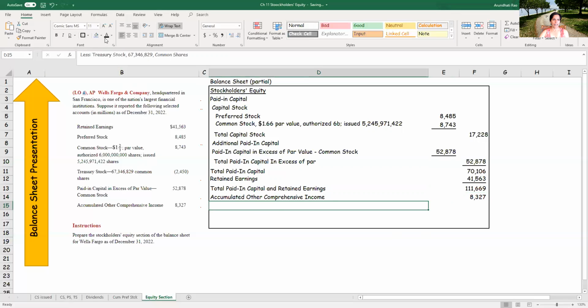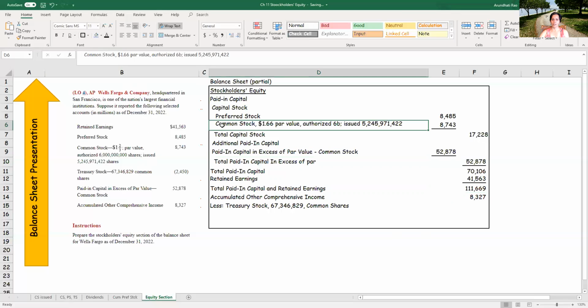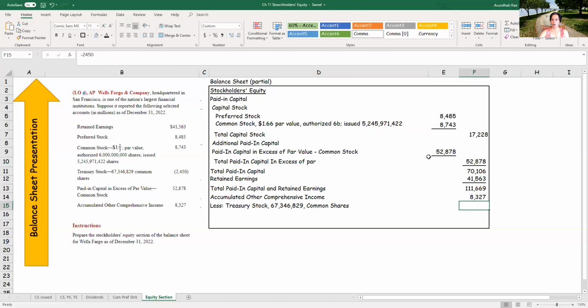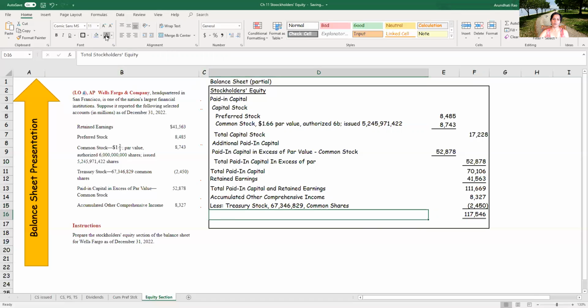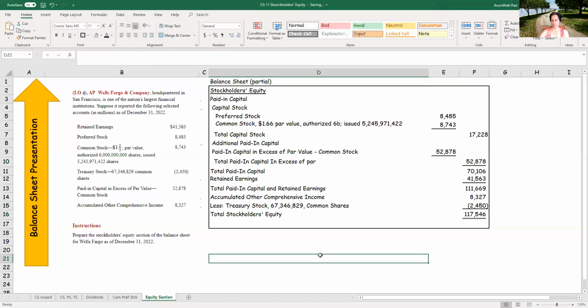Now, finally, if there's any treasury stock, I will list it over here. Treasury stock is basically the common stock, in this case, that the company has bought back. So of the shares that were issued, the company bought back 67 million shares. They're no longer out there with the public, and that has to be subtracted. That will finally give you the total stockholders' equity.